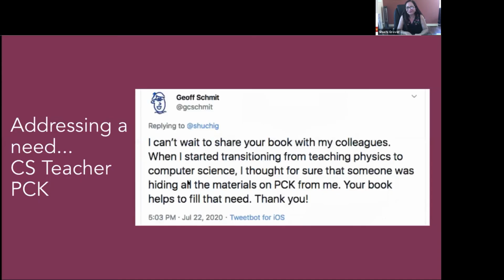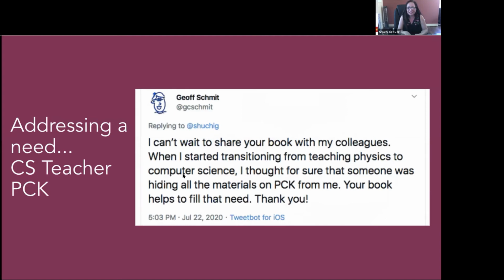And it's very heartwarming to see tweets like this. This is from someone I don't know who tweeted this yesterday, saying, has somebody been hiding all the PCK materials for CS? And since the book aimed to fill exactly that need, it was really nice to see this written yesterday.